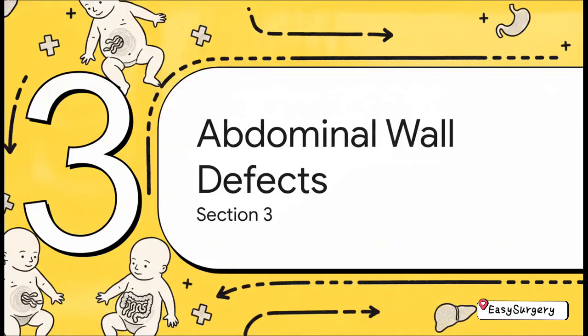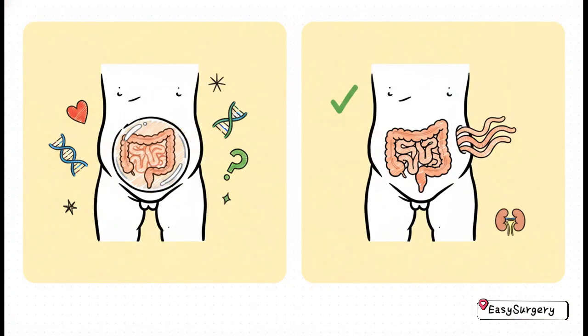Section 3. Abdominal wall defects. Differentiating these two is a guaranteed exam topic. An omphalocele is basically a failure of the midgut to return to the abdomen. It leaves the bowel trapped in a peritoneal sac right at the umbilical ring. The massive clinical hook to remember? 50% of these kids have major genetic or cardiac anomalies.